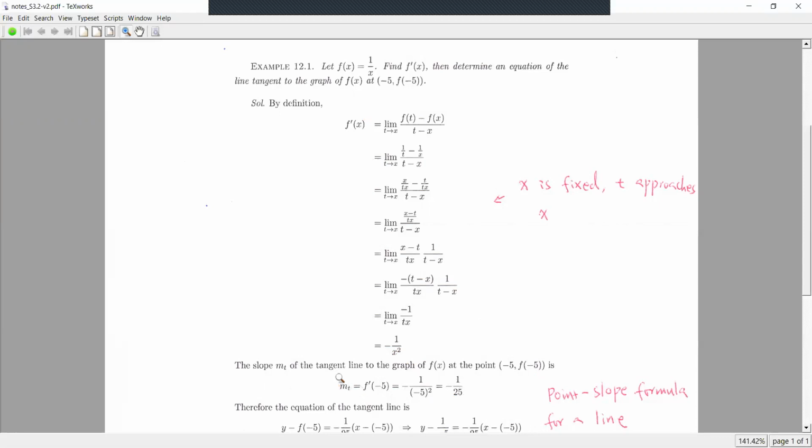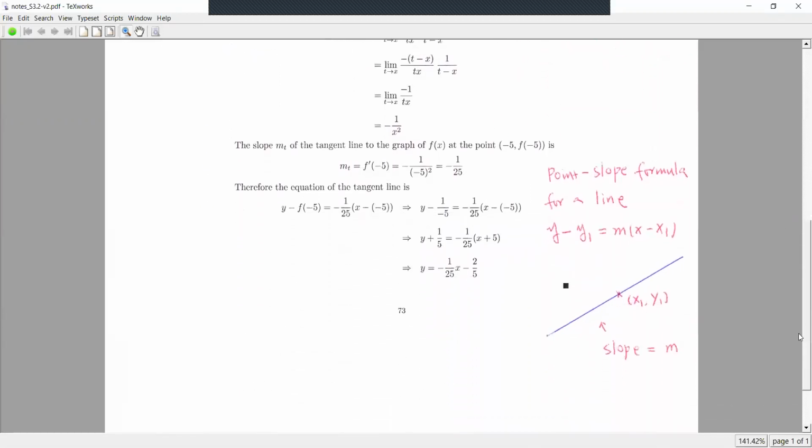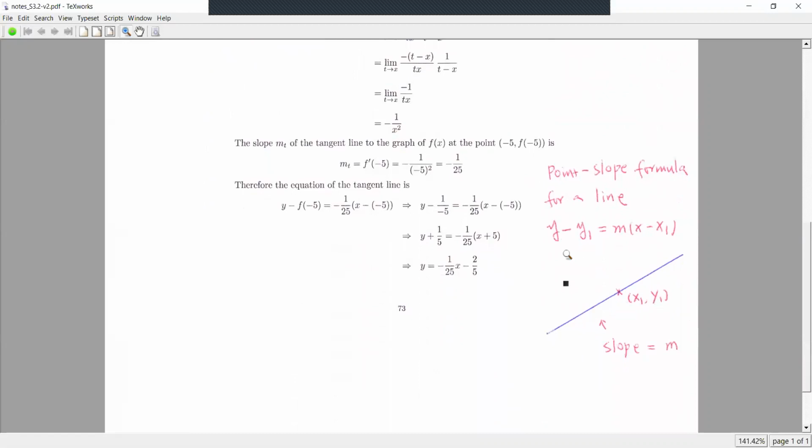Now, I know the slope of the tangent line, and also I know this point is on the tangent line. Therefore, I can write down the equation of the tangent line by using the point slope formula. By this formula, y minus y1. y1 is the y coordinate of this point. It is function value at negative 5. Is equal to slope. Slope is negative 1 over 25.